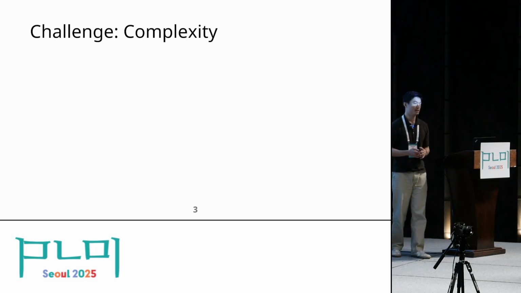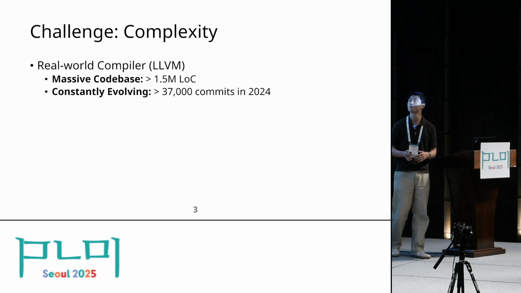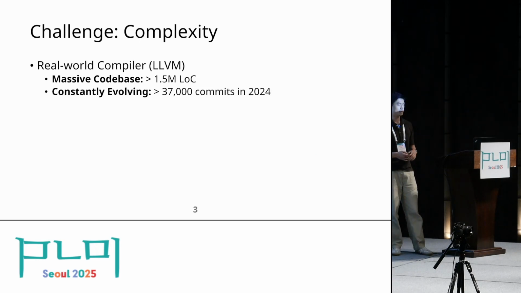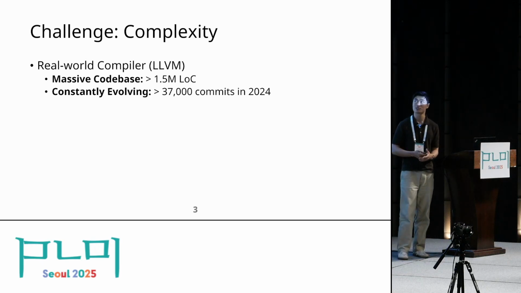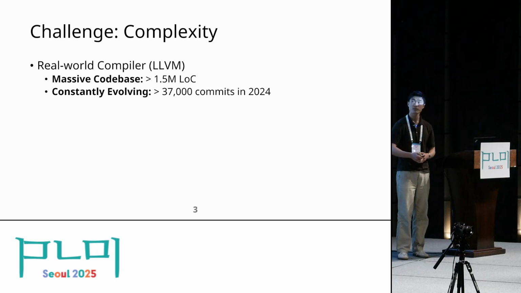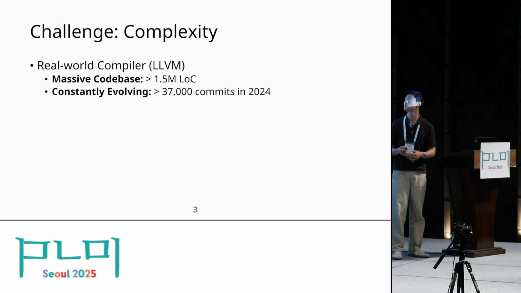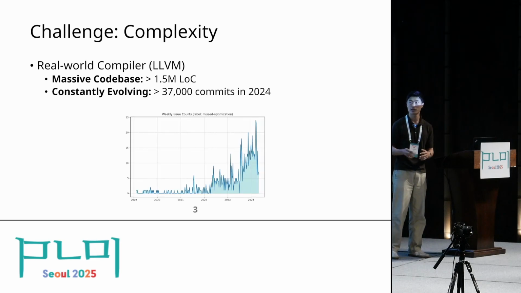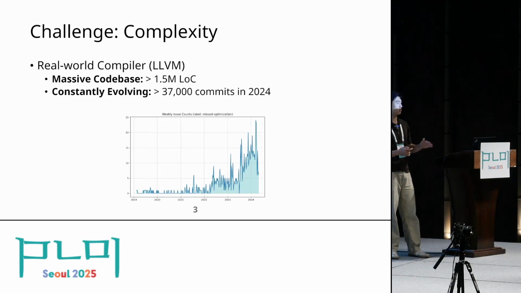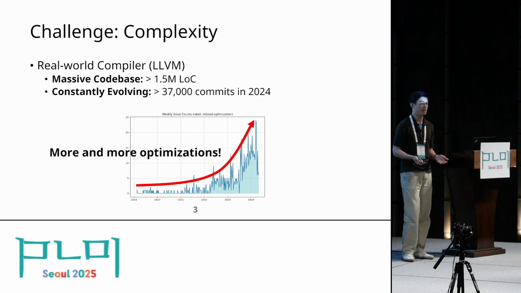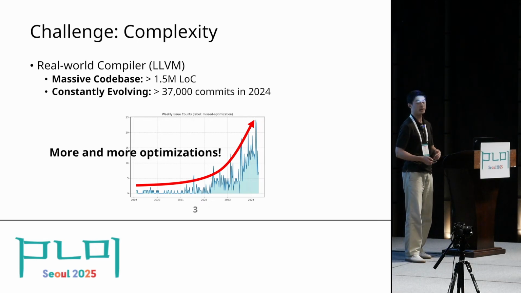But the challenge here is the complexity of real-world compilers. A real-world compiler like LLVM has a really massive code base and is constantly evolving. There were more than 30,000 commits from 1,000 developers in 2024. And if you look at this graph, there is an increasing number of optimizations in LLVM. It means that more and more optimizations are getting added to the LLVM compiler, and our job is to check the correctness of every single one.